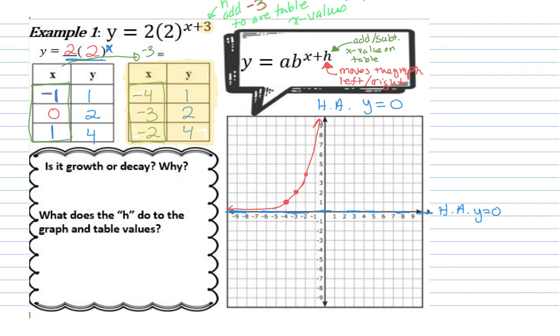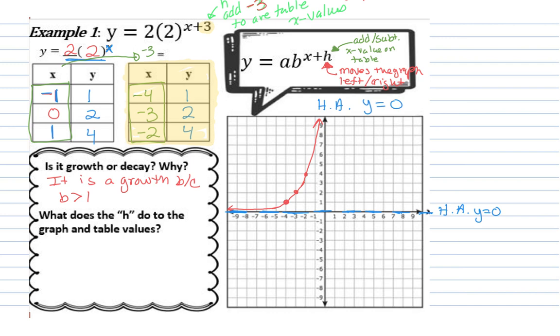On the graph. Okay. So we also have to figure out, is this a growth or decay? Well, because our B is greater than 1, it's a growth. So that's what we're going to write. It is a growth because our B is greater than 1. Okay, which is our factor or our multiplier.